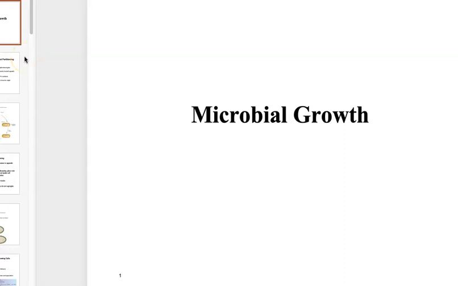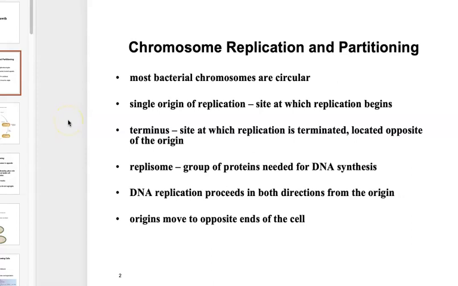This lecture covers some of the details on microbial growth. In order to grow, microbes have to replicate the chromosome and then partition it as the cell is elongating. And so some of the constraints that are applied to bacteria are considered in this lecture as well.